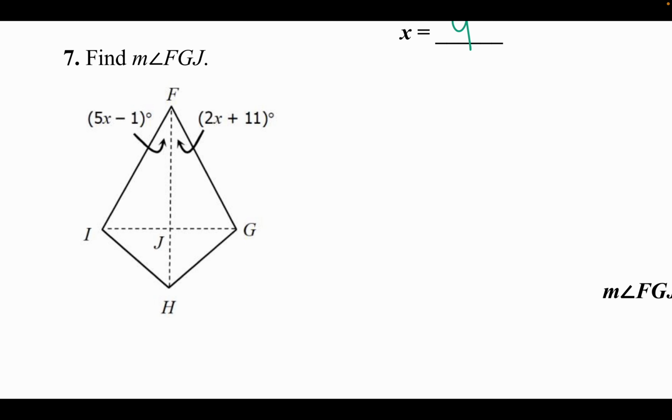Number 7, we want to find the measure of angle FGJ. That's this angle right there. That's the angle we're trying to find. But first we have to do some extra steps. First thing I know is that these two angles are congruent to each other. So let's find x first and get some angle measures before we start trying to find that other angle.